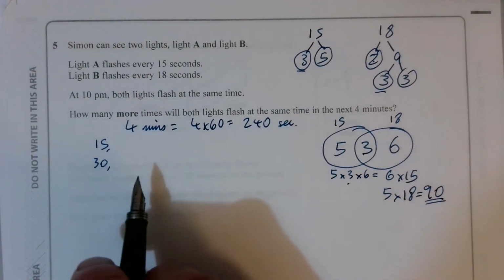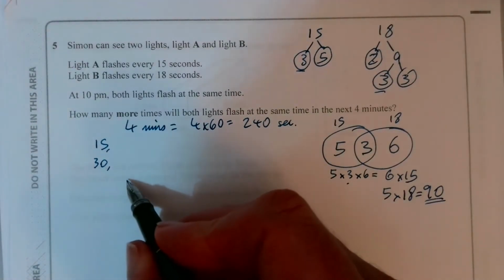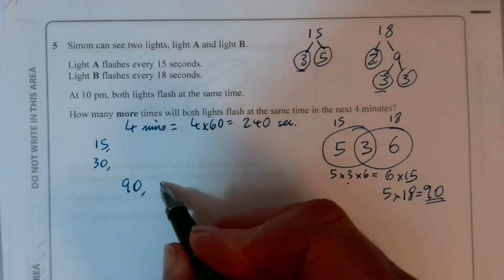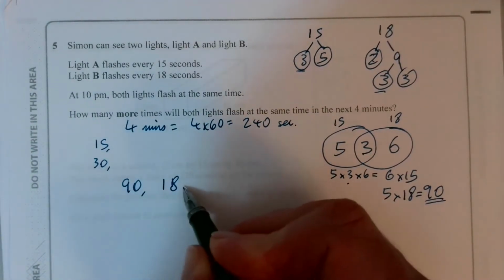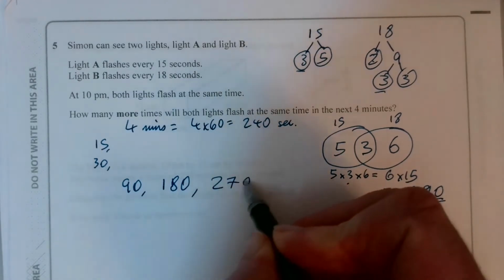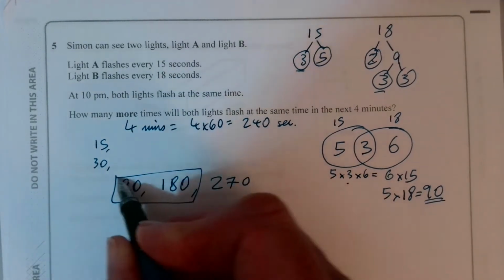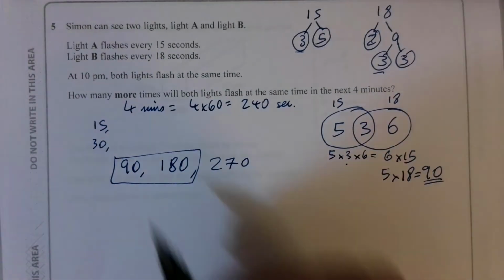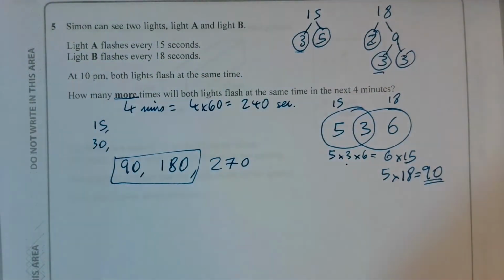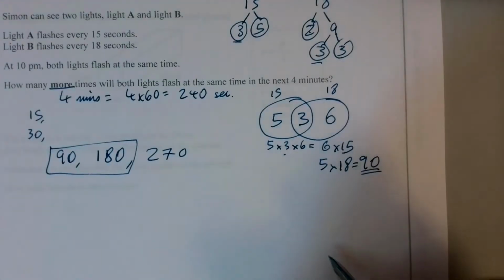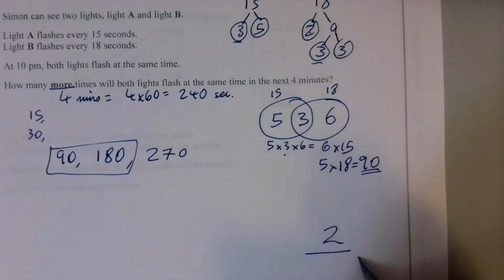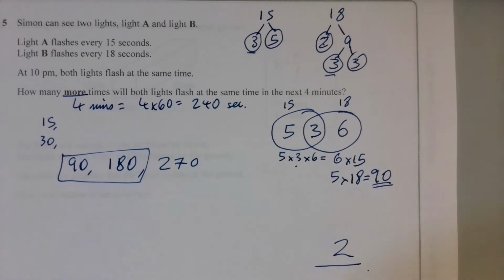So it's going to happen every 90 seconds. So it'll happen after 90, 180 and then 270. Well, that's more than 4 minutes, isn't it? So it's just going to happen those 2 times. How many more times? 2 more times. So your final answer is 2. You get 1 mark for 2, but you do need to have some of your working in to show how you got there to get all 3 marks.